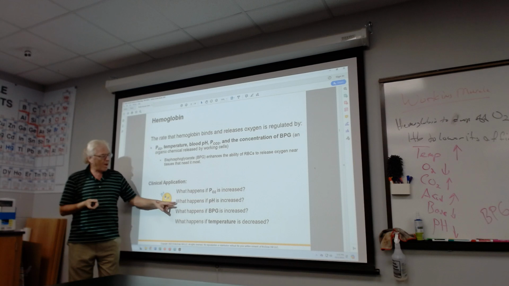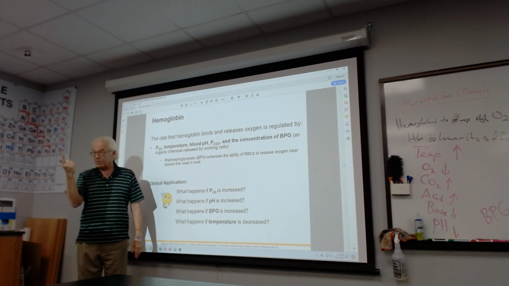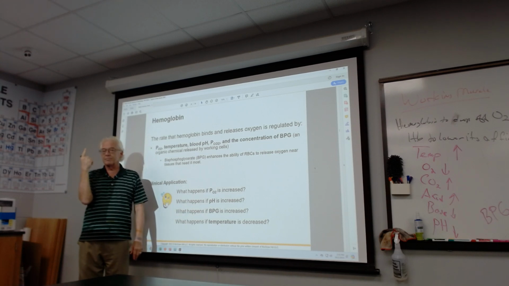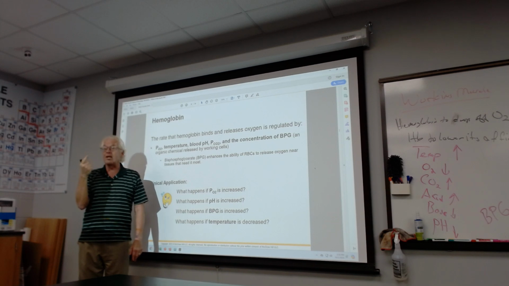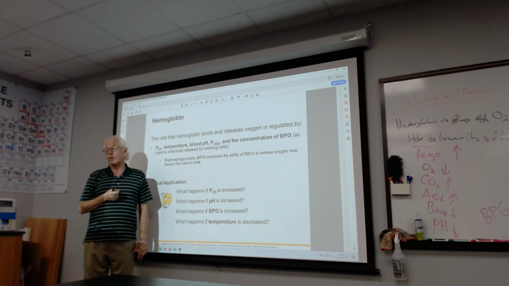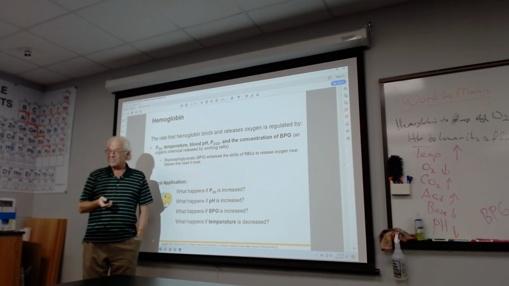All right. What happens if my pH is becoming basic? Do I pick up oxygen or drop it off? Pick it up, because I only drop it off where there's acid. What if my BPG was increased? I'm going to drop it off, because BPG is increased in working tissues. What if my temperature gets colder? Picking up, because my lungs are colder than my muscles that are working.